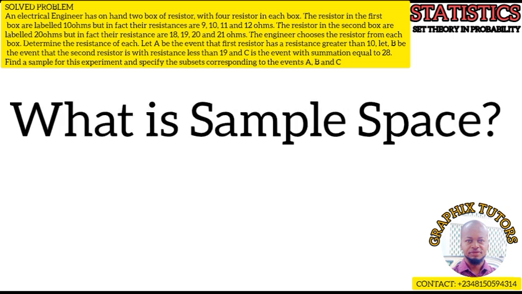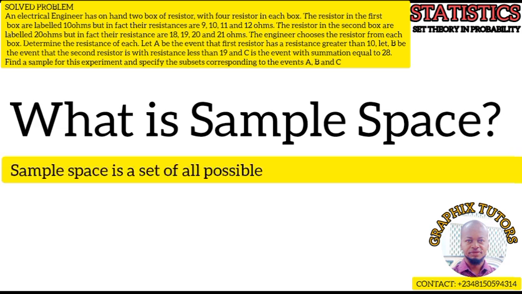Now, let's look at the sample space. The sample space is the set of all possible outcomes of a random experiment. If I pick up a coin and toss it once, the sample space will be head and tail, because the coin has two faces. If I pick a die and toss it once, the sample space will be 1, 2, 3, 4, 5, 6, because the faces of the die are 1 to 6. These are the outcomes of the random experiment.